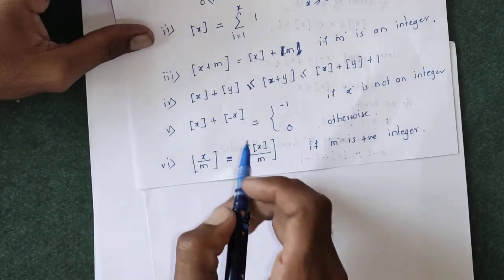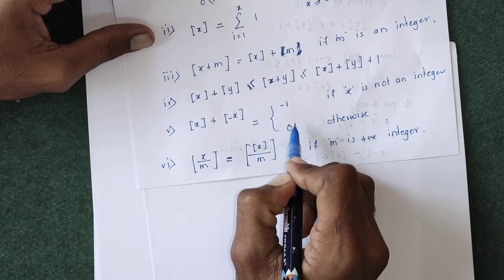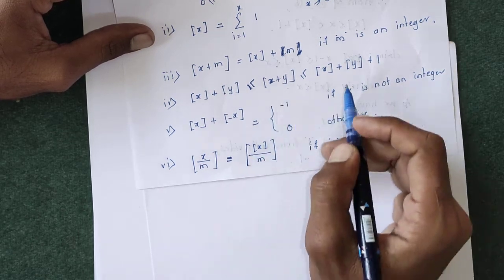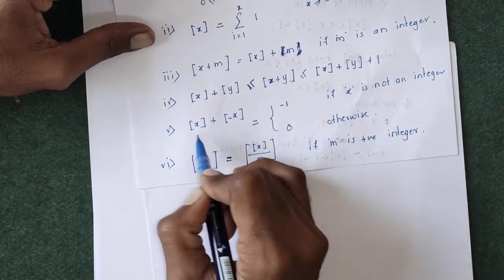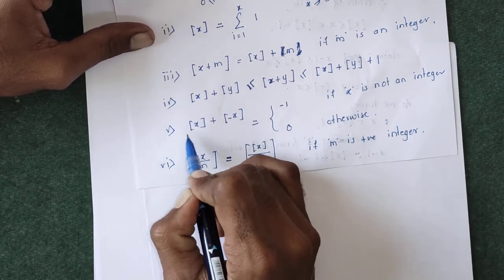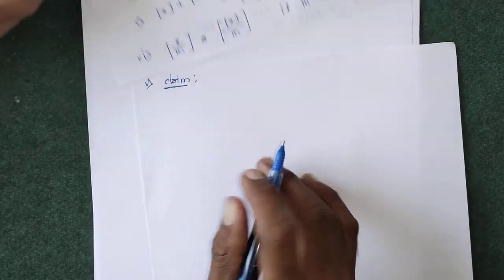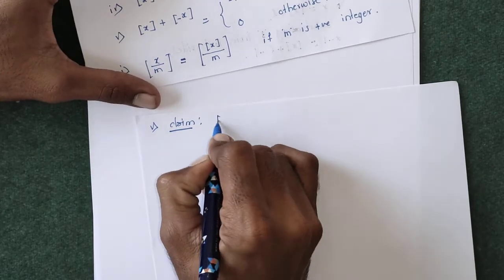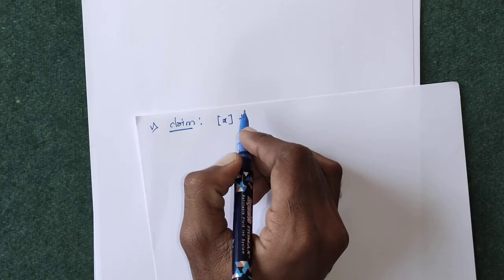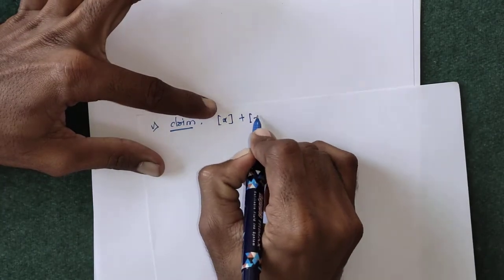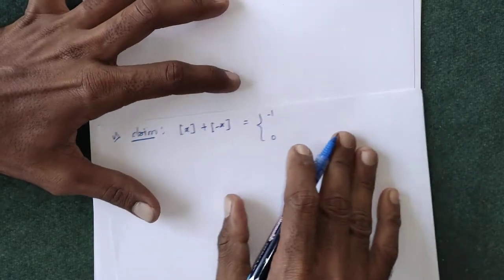the greatest integer function of x plus the greatest integer function of minus x is equal to either minus 1 or 0. Minus 1 whenever x is not an integer, and whenever x is an integer, then the summation of the greatest integer function of x and the greatest integer function of minus x is equal to 0. So the fifth claim is the greatest integer function of x plus the greatest integer function of minus x is equal to either minus 1 or 0.